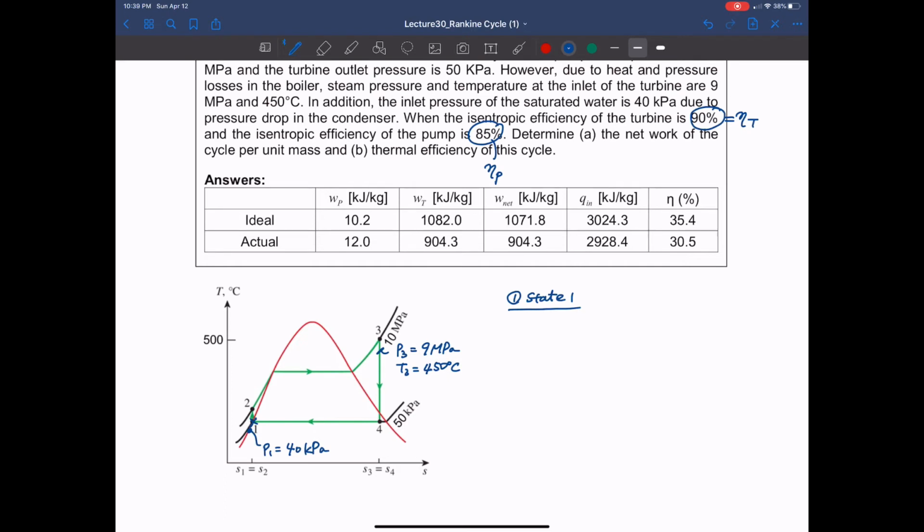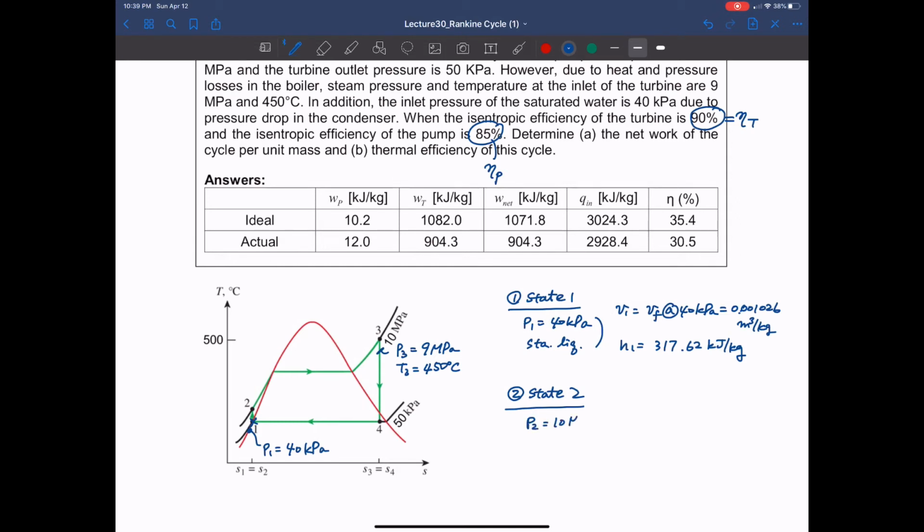Then we are going to follow almost the same procedures as we did for the ideal Rankine cycle analysis. Okay. So at state 1, we know P1 at 40 kilopascal and still saturated liquid. So from the table, we can find V1 as 0.001026 meter cubed per kilogram, and also H1 can be found from the table at 317.62 kilojoule per kilogram.